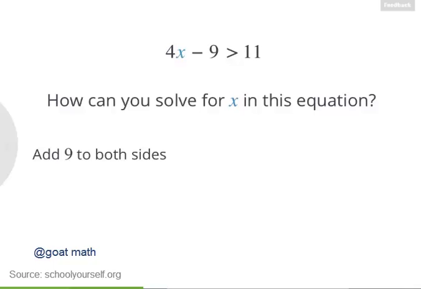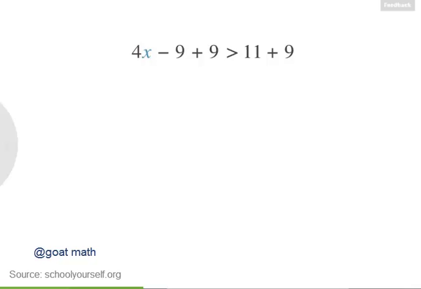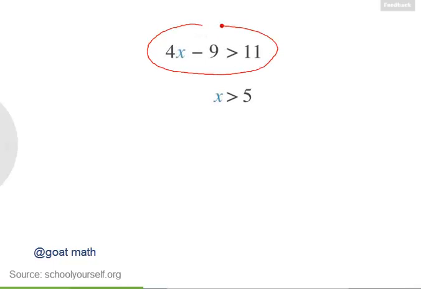Right, solving this inequality is just like solving an equation, so our first step is to add 9 to both sides. Again, the 9's cancel, and so we have 4x is greater than 11 plus 9, or 20, and we can again divide both sides by 4. So now x is greater than 20 divided by 4, so x is greater than 5. And that's the solution for this inequality.